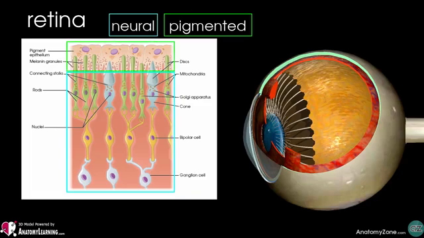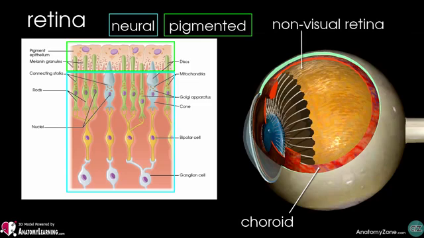The pigmented layer lies underneath the neural layer and is attached to the choroid layer. It acts to support the neural layer and continues around the whole inner surface of the eye. Anteriorly, the pigmented layer continues, but the neural layer does not. This part is known as the non-visual retina.